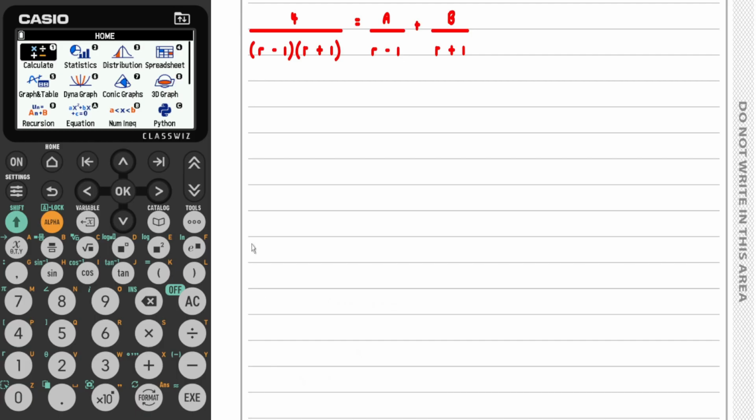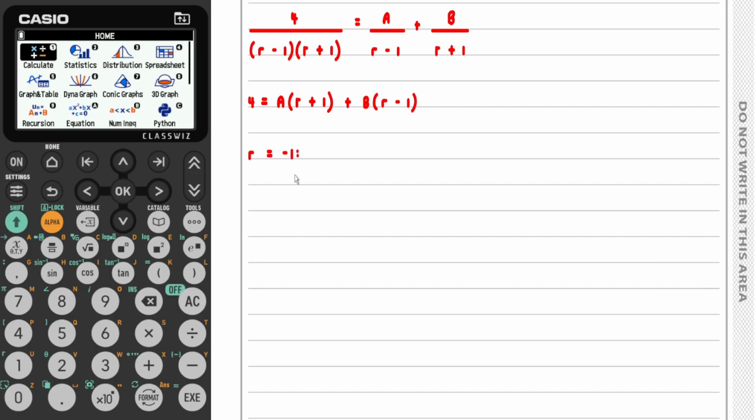If I multiply both sides by r subtract 1 times r plus 1, on the left hand side we have 4, and on the right hand side we have a times r plus 1 plus b times r subtract 1. Now, to find the values of a and b, we can choose values of r which will allow us to find out what a and b are.